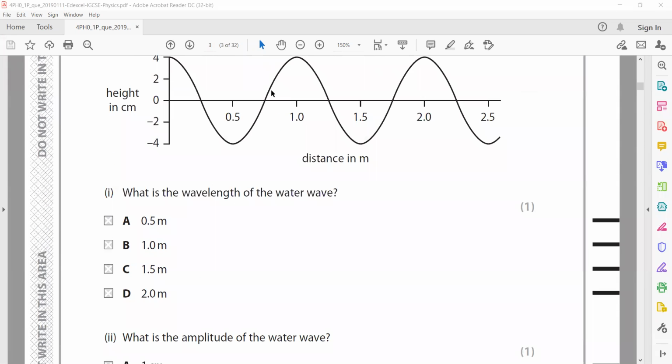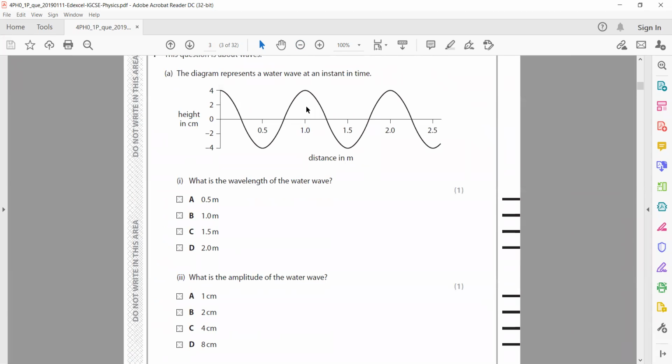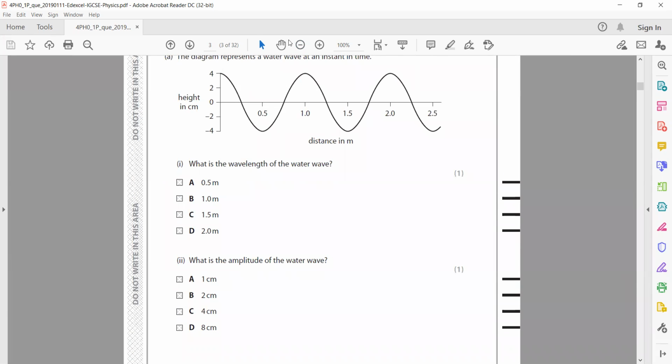What is amplitude? Amplitude is the height of the wave or the depth of the wave from the mean position. When we measure the distance from the mean position to the extreme, this is amplitude. So the amplitude of this wave is 4 centimeter, or the depth of the wave is also 4 centimeter, because the displacement is given, that's why it is plus 4 or minus 4.